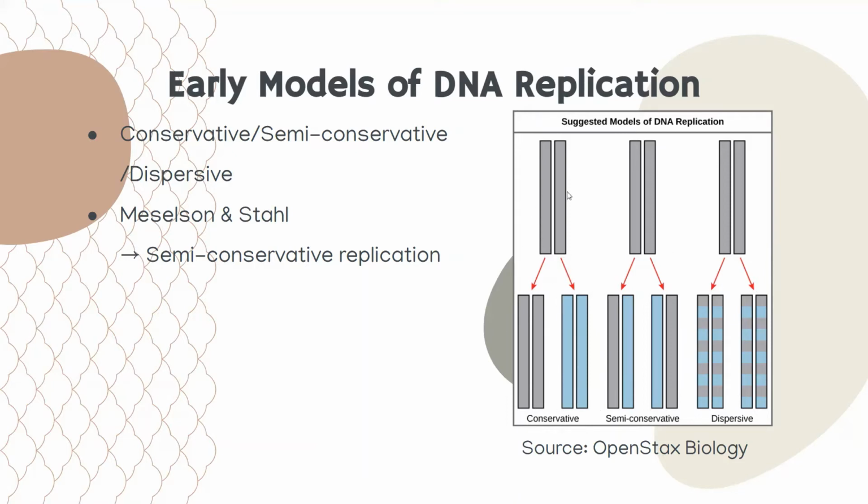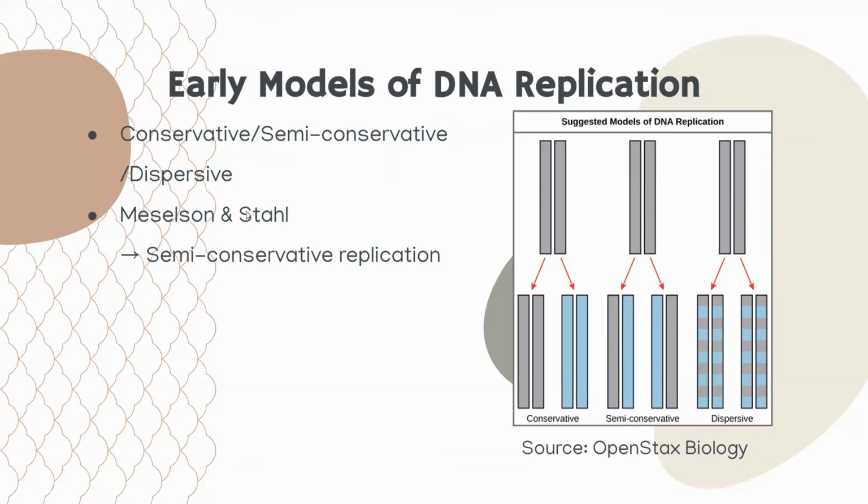So conservative, you have the initial double strands, right? And then the next phase, you have the same double strand and an entirely new double strand formed. And this next theory says from this initial double strand, each strand is separated, and then the new strand is formed based off of that initial strand. And dispersive is, as you can see, it's just dispersed. Everything is dispersed into new.